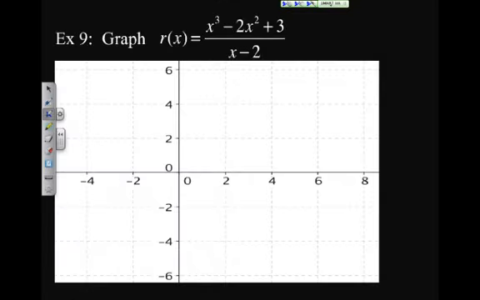One more of these as we look at this, x cubed minus 2x squared plus 3. I don't think we can factor the top of this, and the bottom does not factor. So we're not going to worry about factoring. Let's go straight to the vertical asymptote. Notice that's going to be x equals 2, so we'll go ahead and graph that.